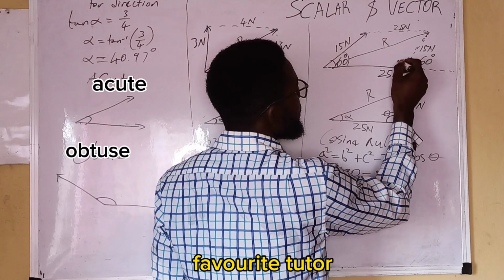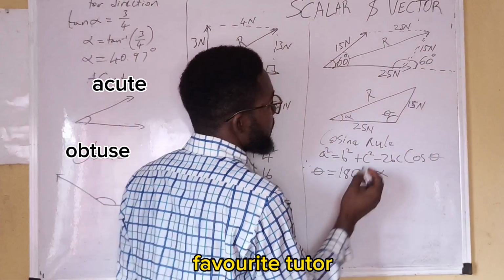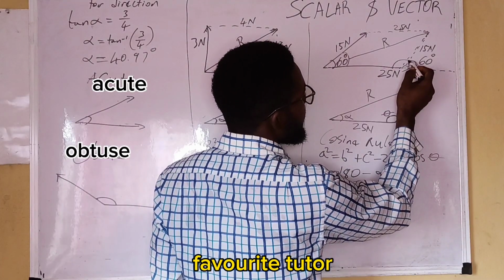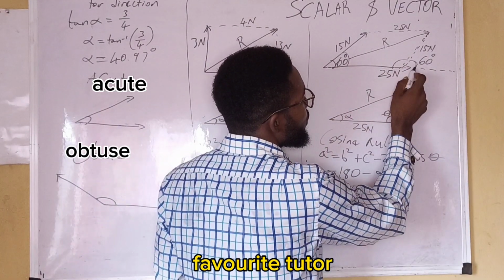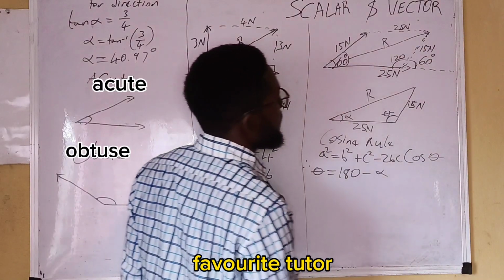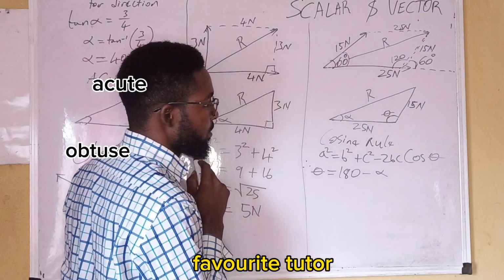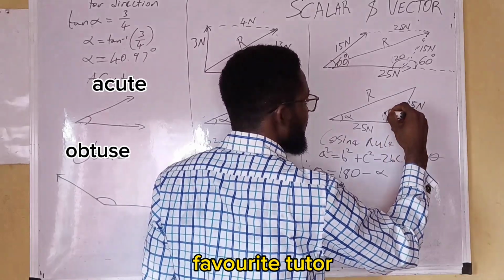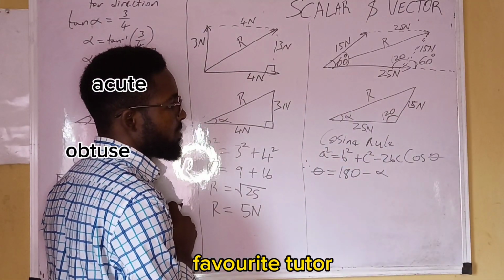An angle on a straight line is 180. So how do we get this angle facing the resultant? It's going to be 180 minus 60, which is 120, because 120 plus 60 is 180. So the angle right here is 120, facing the resultant.